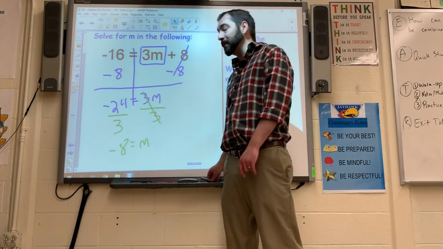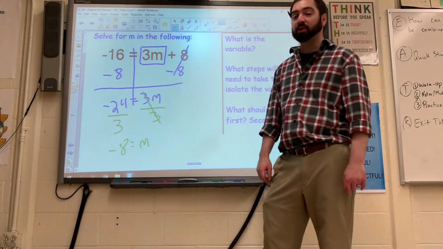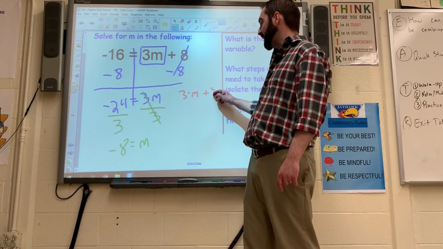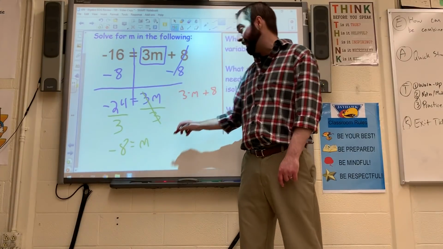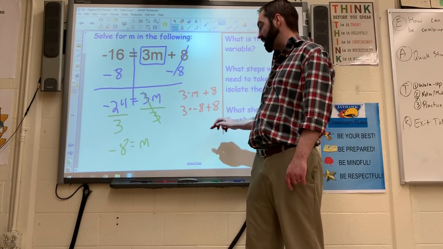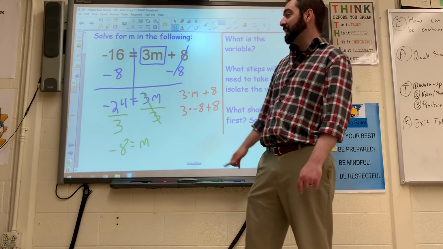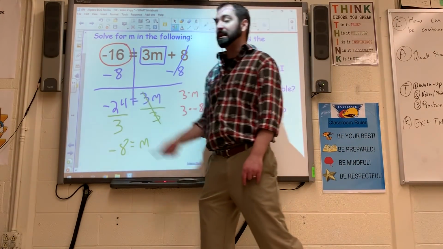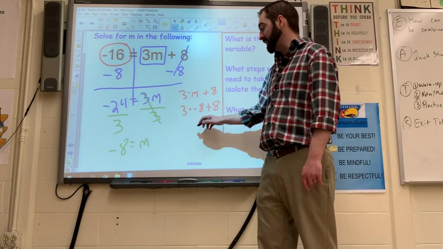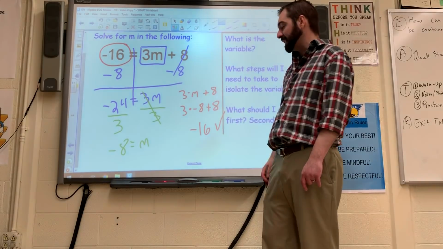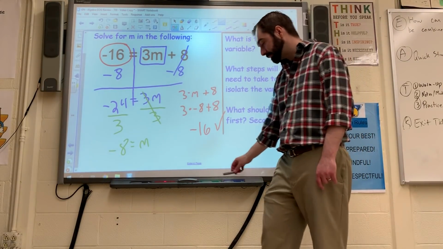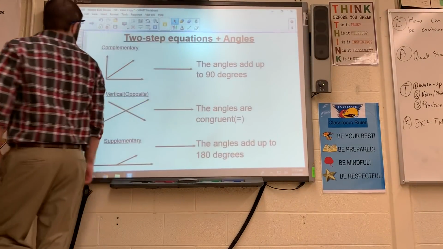The nice thing about algebra is we can always check and make sure our solution is correct. So our original problem, 3 times m plus 8. Well, now we know m is negative 8, so 3 times negative 8 plus 8. If I put that in a calculator and I press enter, and it gives me my original solution of negative 16, then I have to be correct with m represented as negative 8. Put this in a calculator, I do indeed get negative 16. That means negative 8 is the exact answer to m. All right.